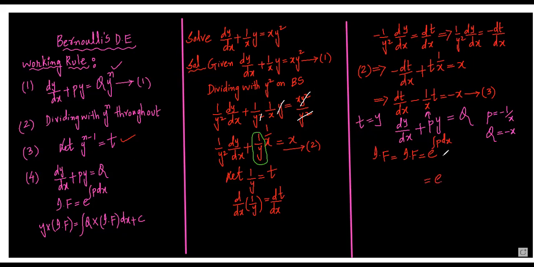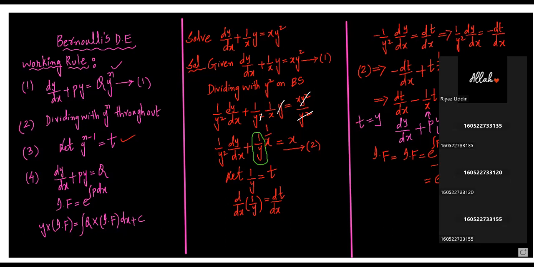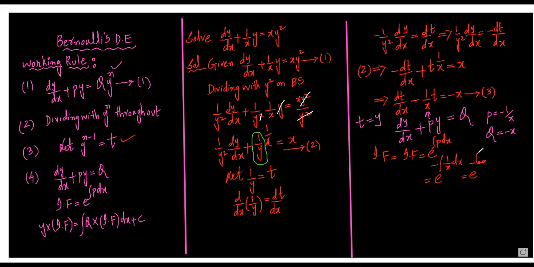So e to the power integral of p, where the p value is minus 1 by x. I pull the minus outside: minus integral 1 by x dx, which is e to the power of minus log x, as we know the integration of 1 by x is log x. This can be written as e to the power of log x to the power minus 1, with the n log x format. E and log cancel, so we get x power minus 1, which is nothing but 1 by x. Am I correct?